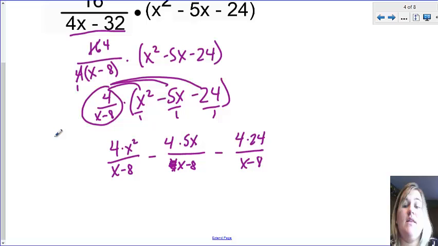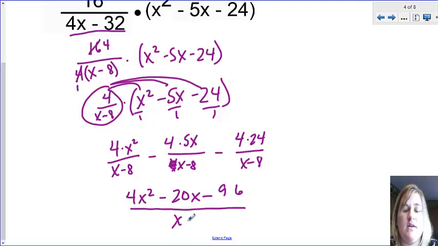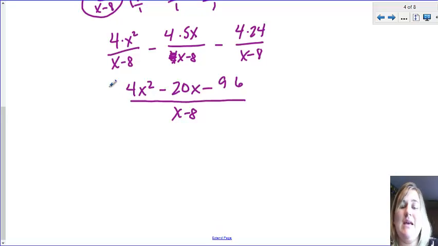So now that I'm here, I can go ahead and simplify what I have on top. This is going to give me 4x squared minus 20x minus 4 times 24, which will give me 96. And all of that is over x minus 8, because if I have the same denominator, I can write it as all one thing. Now that I'm here, I would guess that I can probably factor this whenever I have this quantity in the denominator. So I see immediately that each of these is divisible by 4. So I'm going to factor out a 4 to make it a little bit easier on myself.